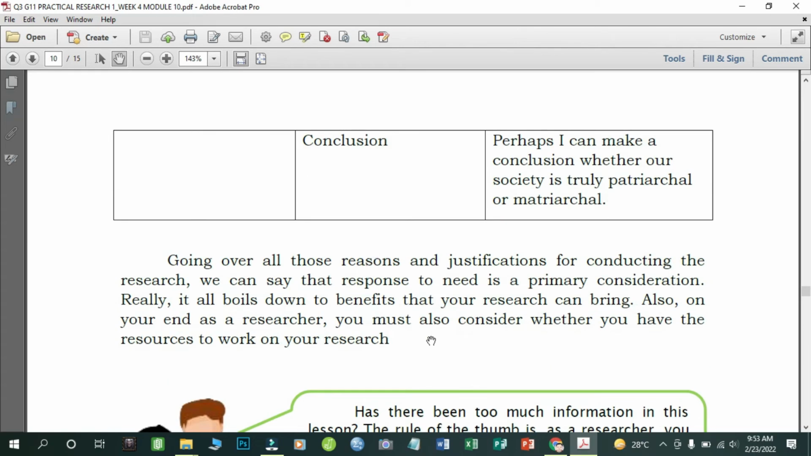So going over all those reasons and justifications for conducting research, we can say that response to need is a primary consideration. So really it all boils down to the benefits that your research can bring. Also, on your end as a researcher, consider whether you have the resources to work on your research, okay. So take note of that.